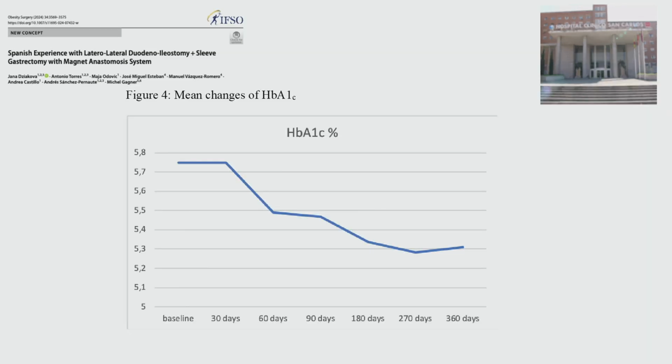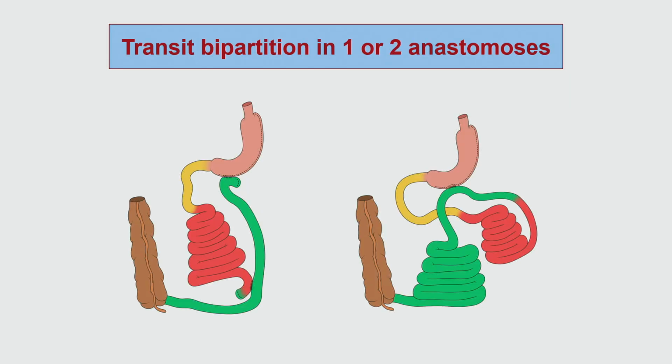And here you can see the result regarding hemoglobin A1C in our patients, very, very exciting result, having the food passing through the duodenum post-pylorically and through the ileum. So, transit bipartition, sleeve plus 1 or 2 anastomoses.